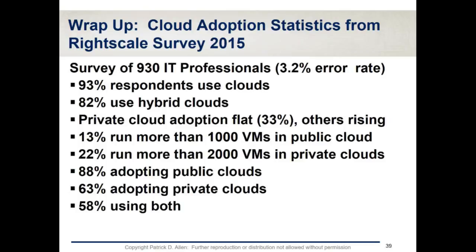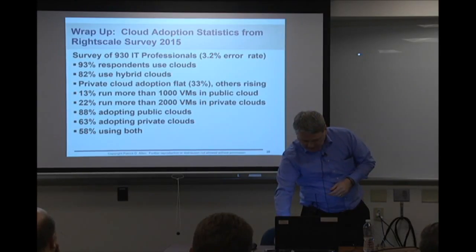82% use hybrid clouds, which kind of makes sense because they use combinations. The private cloud adoption rate was flat, 33%, while the others were rising. Why? People were finding out building your own clouds was pretty darn expensive. If you've got the costs and the economies of scale, it's going to be cheaper to pay somebody else to do it, assuming the security is what you want it to be. 13% or more ran more than 1,000 VMs, 22% more than 2,000 VMs, 88% were adopting public clouds, 63% adopting private clouds, and 58% were using both. So you can see even back in 2015, the rate was going up.